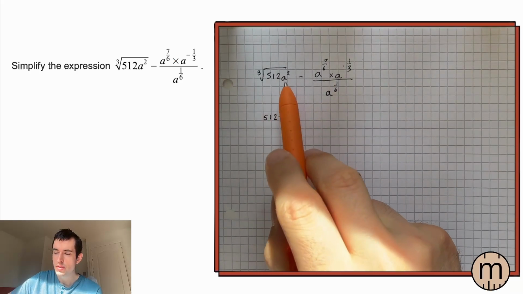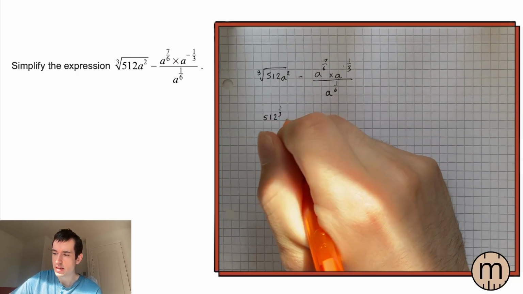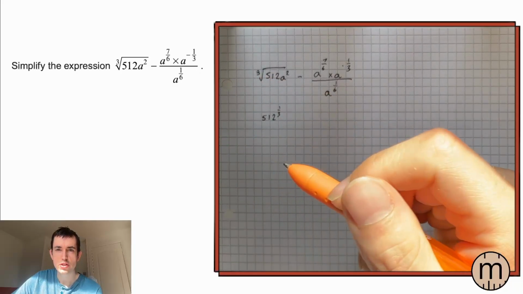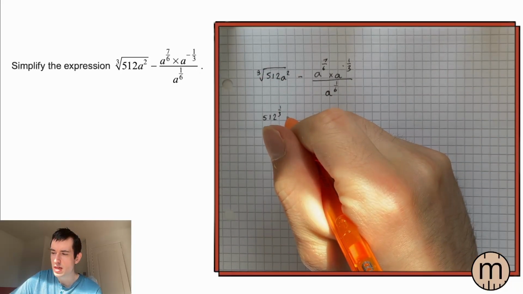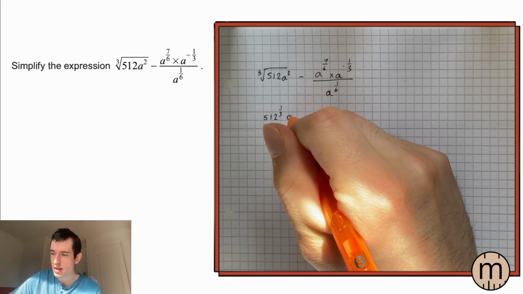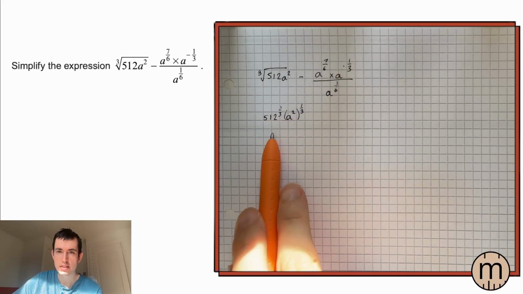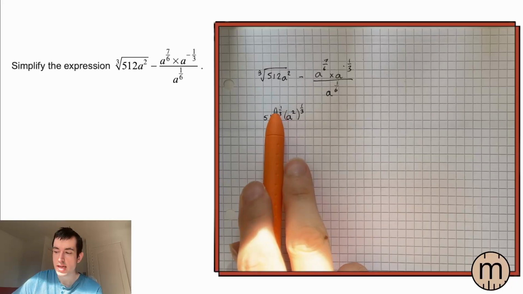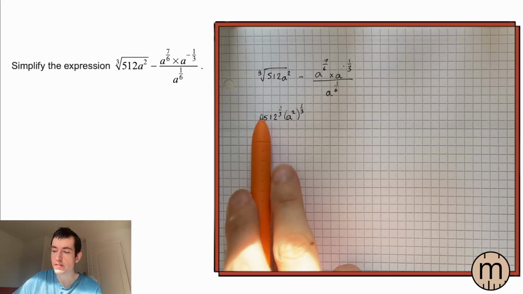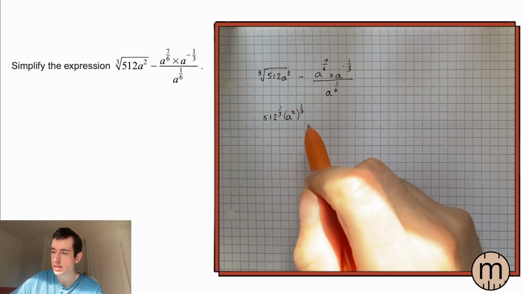And because there are 2 things in this bracket and they are times together, it's going to be the first thing, 512 to the power of a third, and also the second thing, a squared to the power of a third. You could have left this as the cube root of 512 simply because it's a number. We can find the value of that later on.